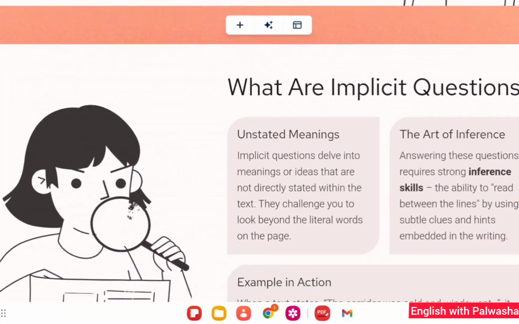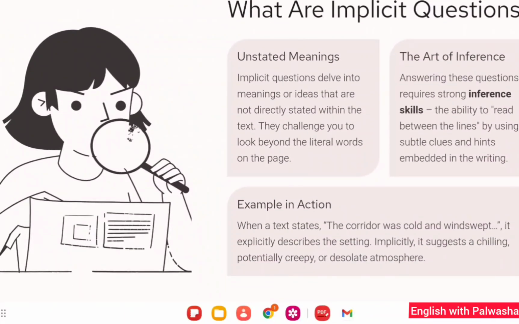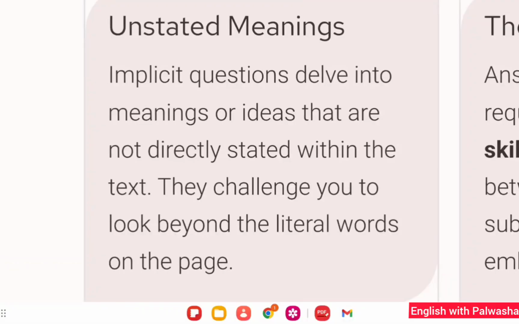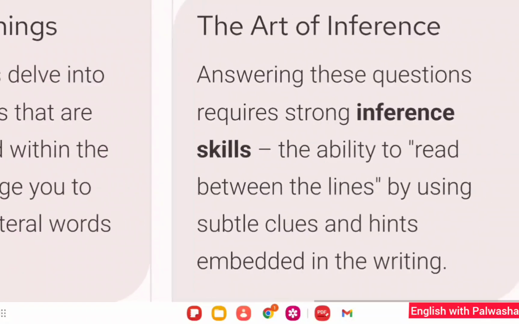So what are implicit questions? They are unstated meanings. For example, implicit questions delve into meanings or ideas that are not directly stated. You can see this. It is visible on your screen. They are not directly stated within the text. They challenge you to look beyond the literal words on the page. You have to look for the answers.